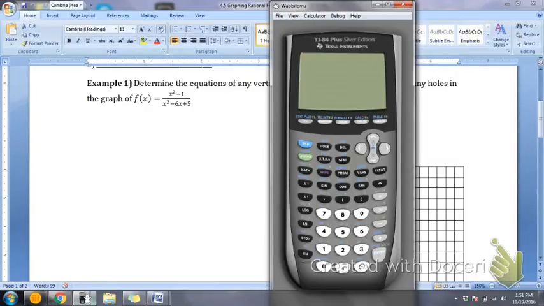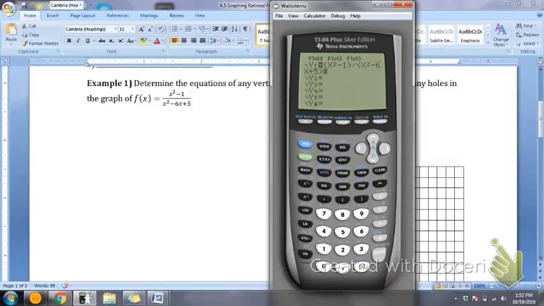Go to your y equals. I guess I have to turn it on first. Clear anything out that's there. And then in parentheses, I'm going to put x squared minus 1, close your parenthesis. If you don't do this step of opening and closing your parenthesis, you are going to get the problem wrong. The graph is going to give you the wrong thing. Divided by x squared minus 6x plus 5. Close parenthesis.